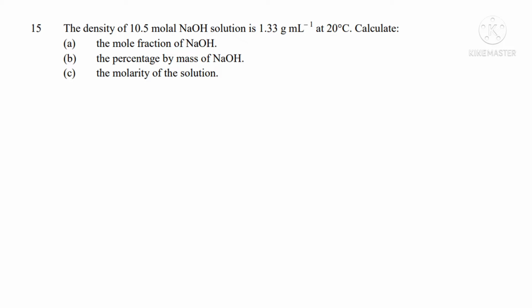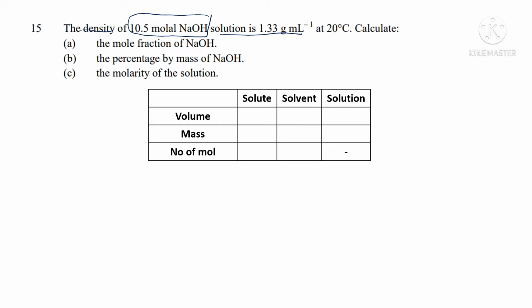For question number 15, we require 6 steps to solve the question because it is different from question number 14, where we were given specific information such as mass of solute, mass of solvent, volume of solution, and so on. In question number 15, we are only given the density of solution and molality, one of the concentration measurement terms. Therefore, to find mole fraction in 15a, step number 1, we need to construct a table of solute, solvent, solution, volume, mass, and number of moles. We can see that since we are not given specific information, we can't put anything into the table.